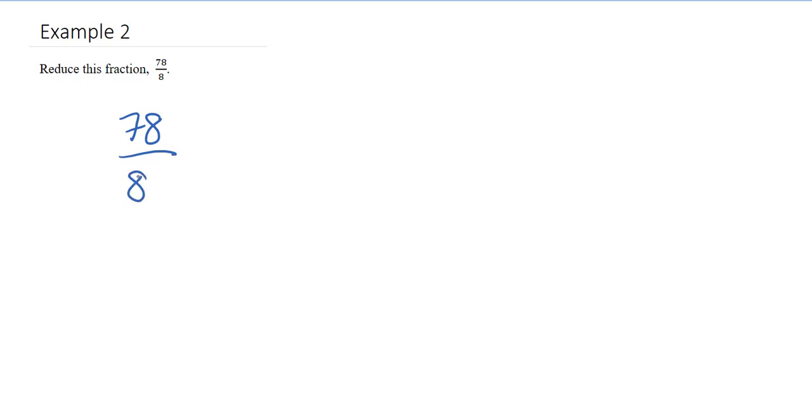So the top ends in 8 and the bottom is 8, so we both know that the top and the bottom can be divided by 2 because they're both even. That's usually what I like to do, is look to see if both numbers are even, and if so, divide by 2. That's usually the first thing I like to do. So 78 divided by 2.